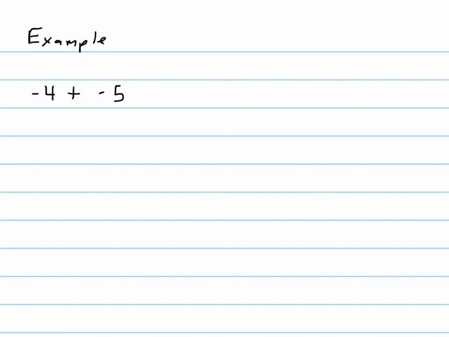Negative 4 plus negative 5. Again, negative 1, 2, 3, 4. 1, 2, 3, 4, 5. There's my negatives. There's no positives to cancel out, so you just count them up. You have a total of 9 negatives. Or, the trick, same signs, add and keep the sign. So we have negative 9.